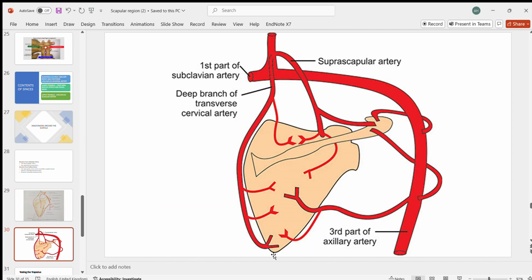In this picture, we can again see the anastomosis at the level of body of scapula and the anastomosis at the level of acromion process.